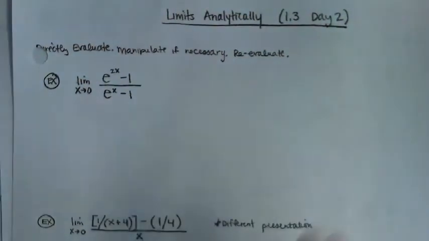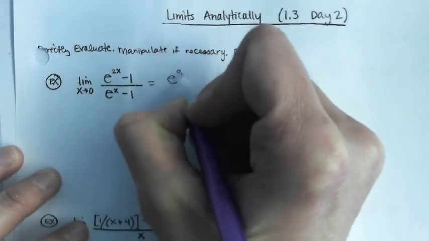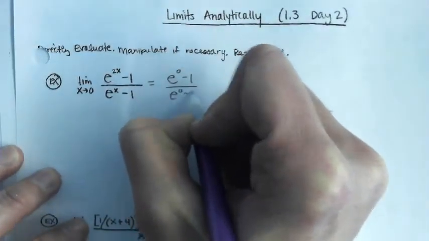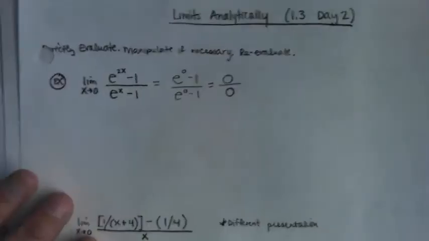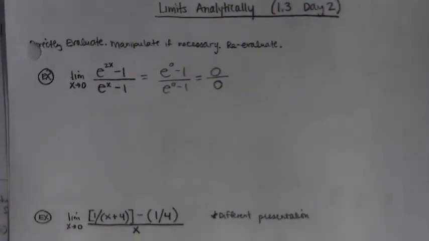So this particular problem, direct evaluation, let's see what happens. E to the 0 power minus 1 over e to the 0 power minus 1. 1 minus 1 is 0 over 0. Surprise. So one of the first methods of manipulating, once we got the indeterminate case, was factoring. And this doesn't look like the traditional factoring problem, but this can be factored.